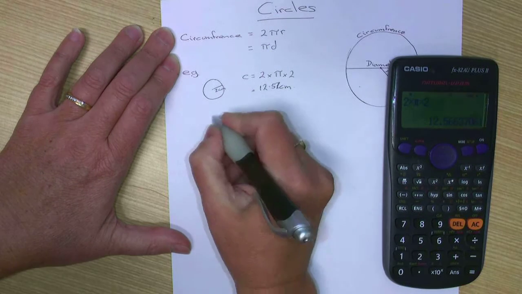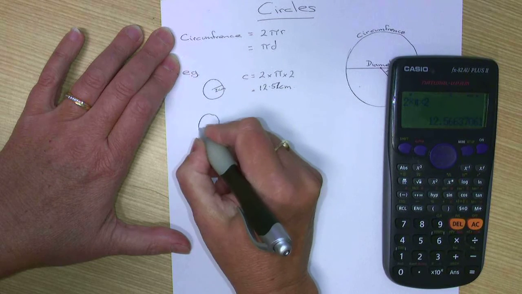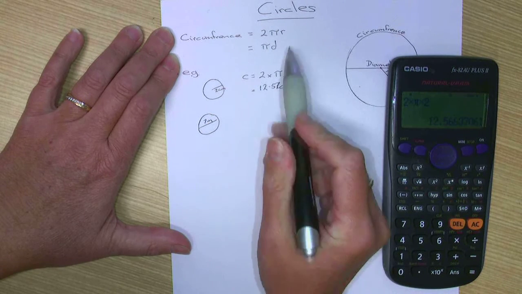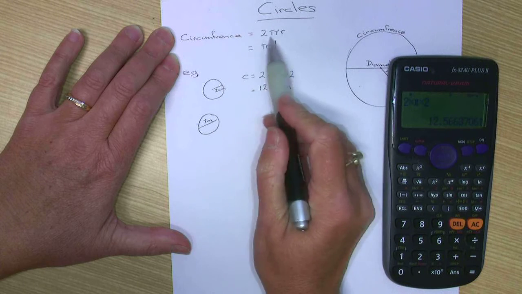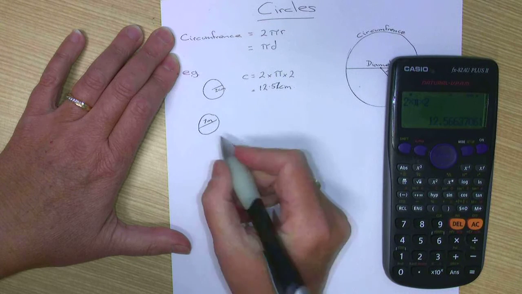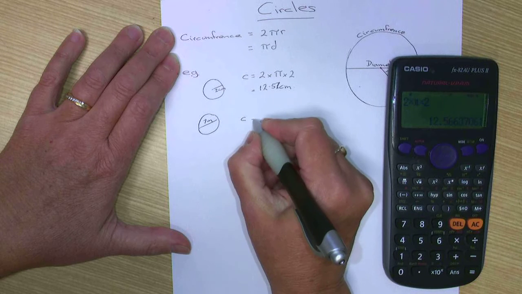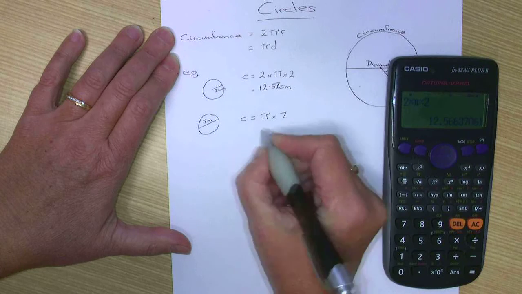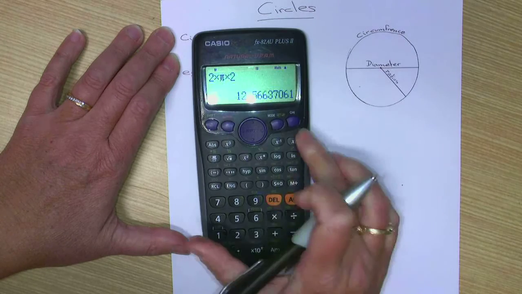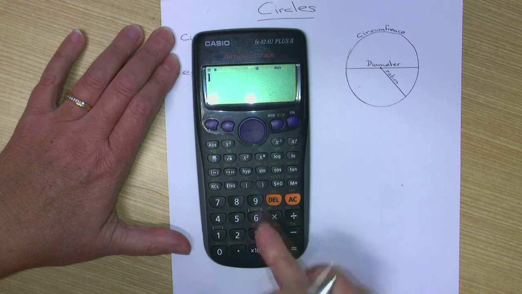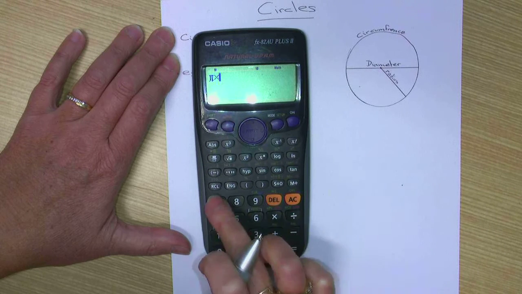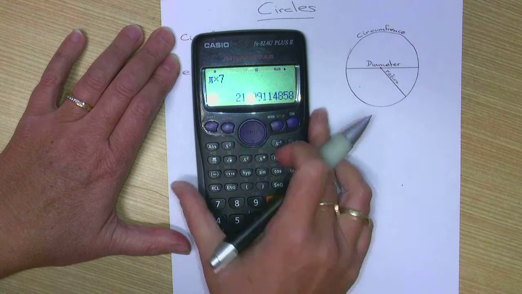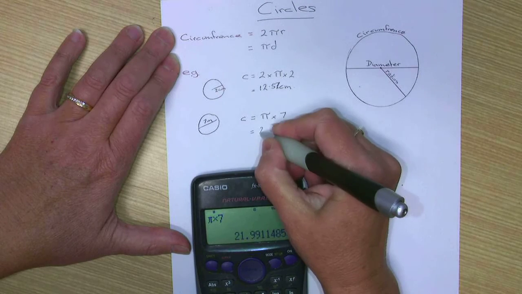Okay, now for our second example, I'm going to have a circle with a diameter of 7 meters. In the first example I used the first formula, 2 pi r. In this case, because I have the diameter, I'm going to use circumference equals pi times the diameter. Clear that? So pi times 7 equals 21.991. Again, I'll do it to 2 decimal points, so 21.99 meters.